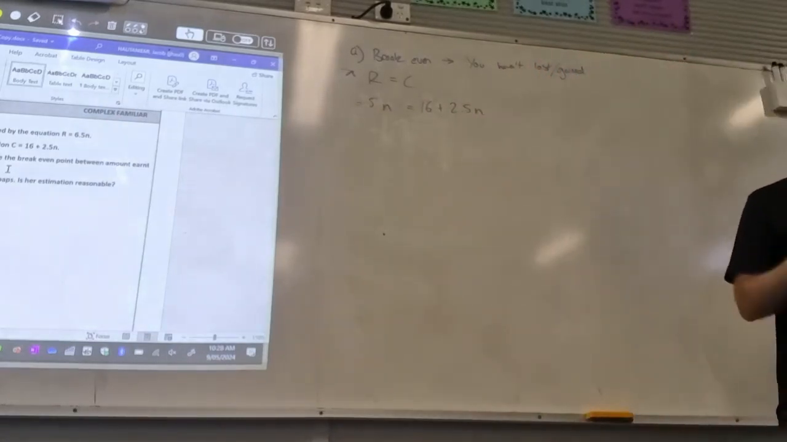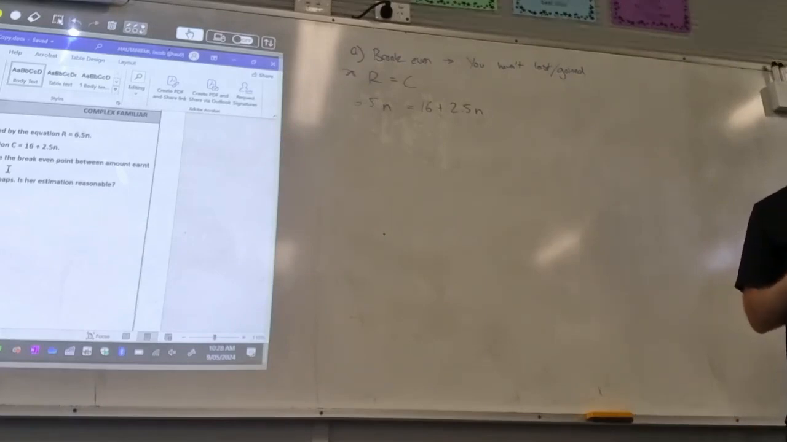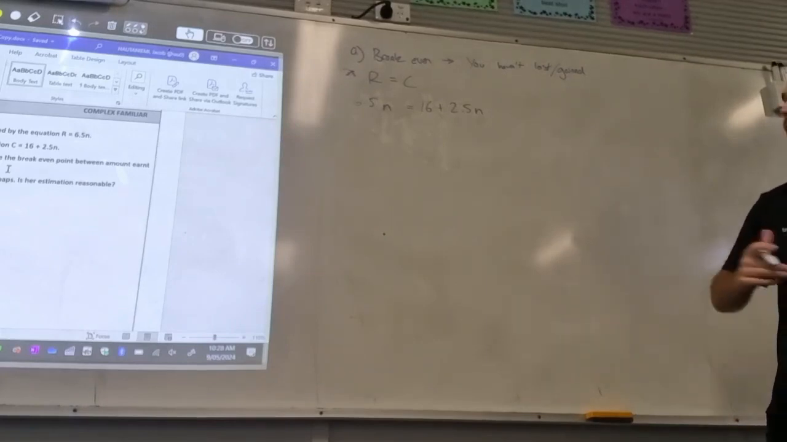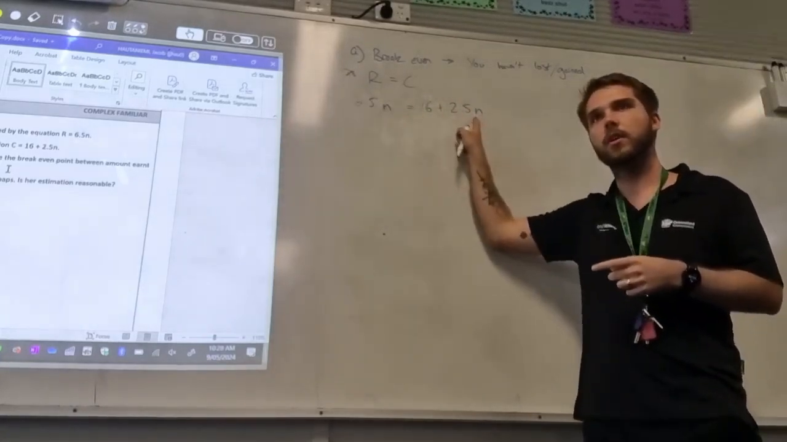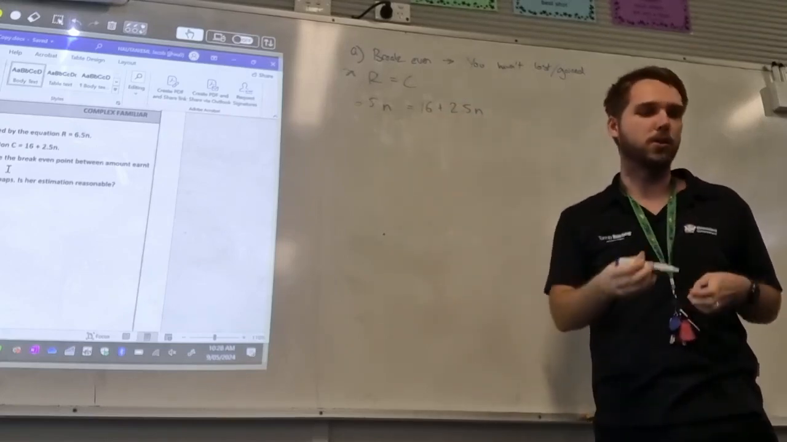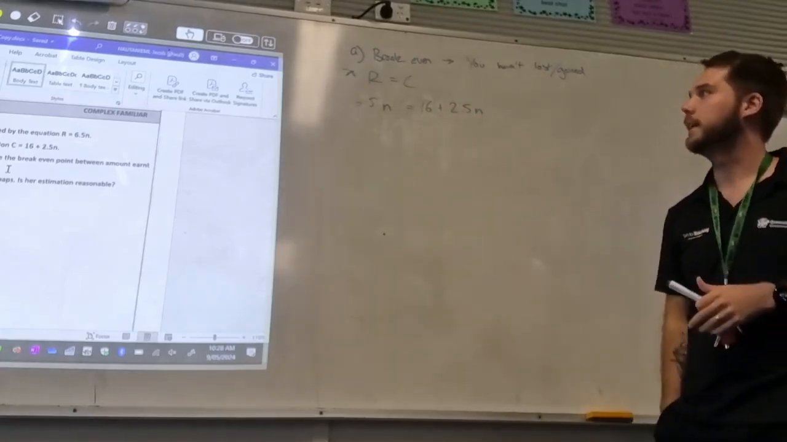Okay. Now that I've done that substitution, it's starting to look like an algebraic equation. I've got some letters, and I've got numbers. Same thing like always, numbers on one side, letters on the other.